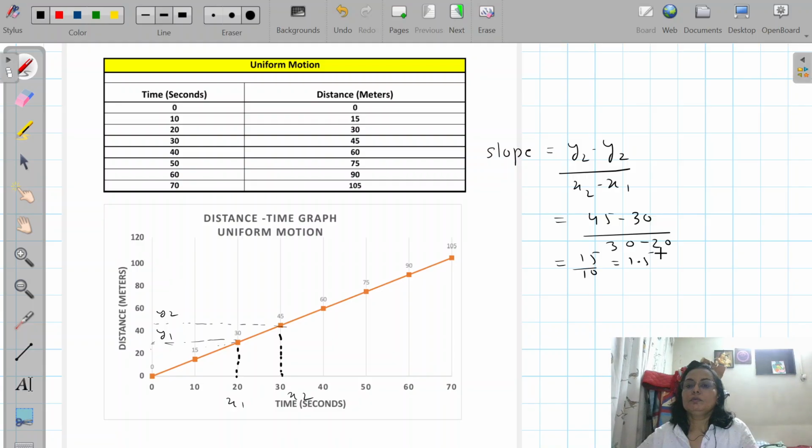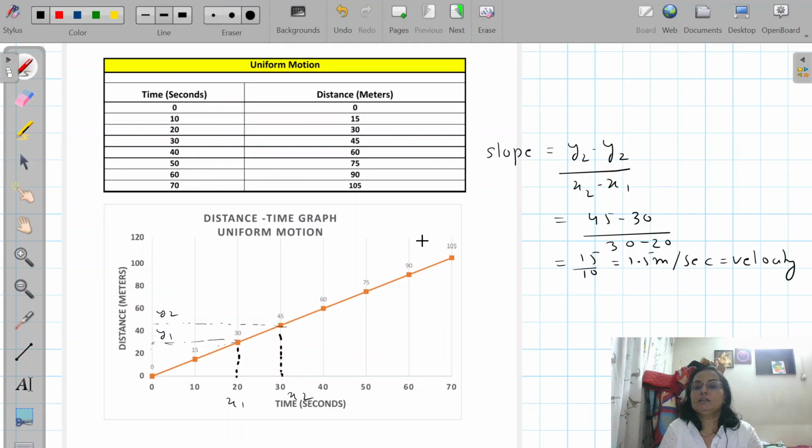Now this is nothing but change in distance upon change in time. Change in distance with respect to time. So this is nothing but 1.5 meter per second, which is nothing but velocity, speed. So the slope of the distance time graph gives us velocity.